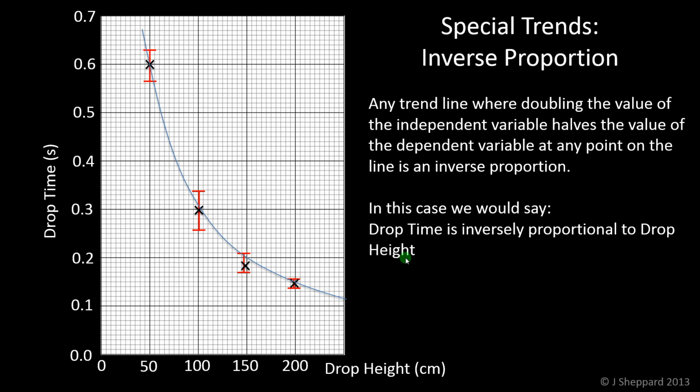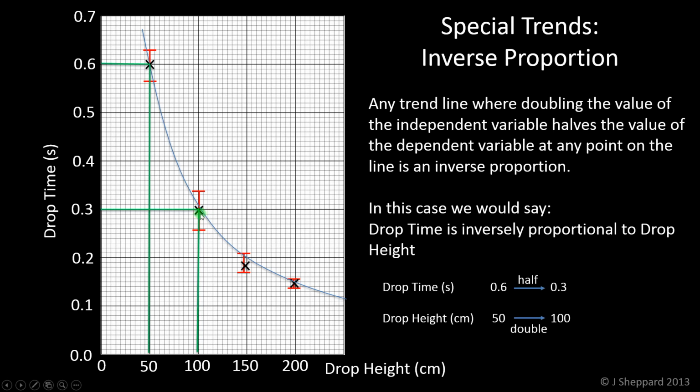But if you had the case where you get an inverse proportion, then the way you check for inverse proportion is that if you halve the value of the dependent variable, it will double the value of the independent variable. Looking at this, we'll just take some points on the graph to show this, and this will make it a lot clearer. We start with our point here highlighted in green of a drop height of 50 centimeters and a drop time of 0.6 seconds. If this graph shows an inverse proportion, then when we double the drop height, our independent variable, to 100, we halve the drop time to 0.3.